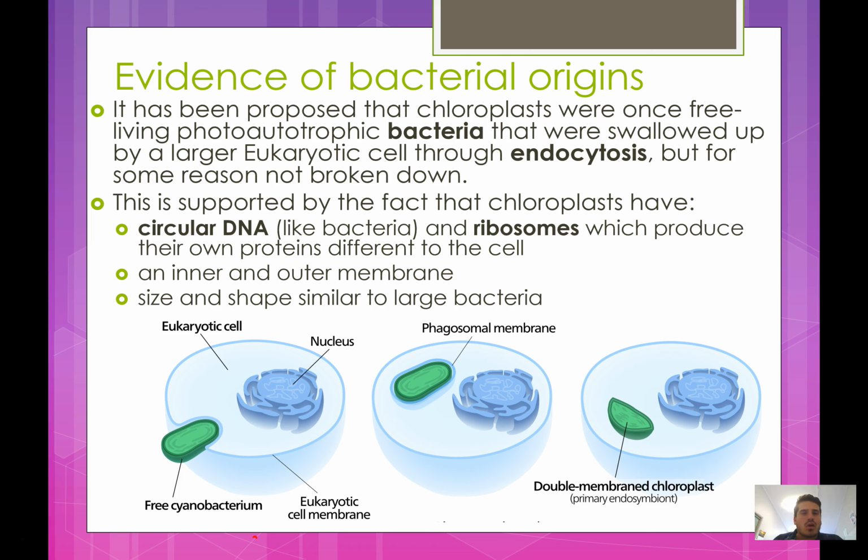The strongest piece of evidence, in my personal opinion, is that chloroplasts have their own circular DNA, just like bacteria, and they have their own ribosomes. The circular DNA and ribosomes together can be used to produce their own proteins for the cell, and these are the proteins for the process of photosynthesis. Another piece of evidence is that chloroplasts have both an inner and an outer membrane. This is evidence of both the membrane that was originally of the eukaryotic cell when it was engulfed and the original membrane of the chloroplast. And lastly, chloroplasts themselves are quite similar in size and in shape to some very large bacteria.